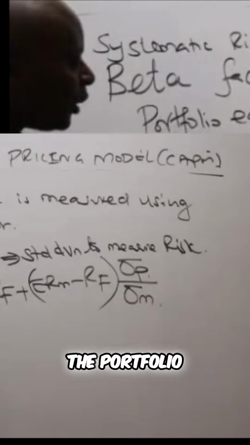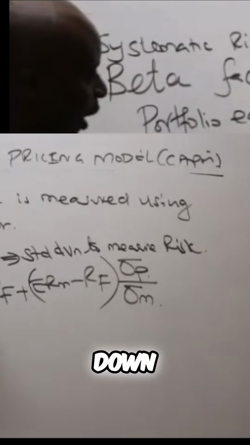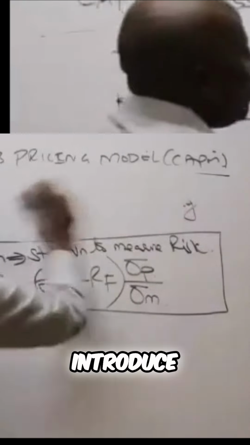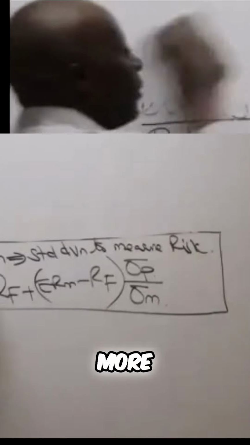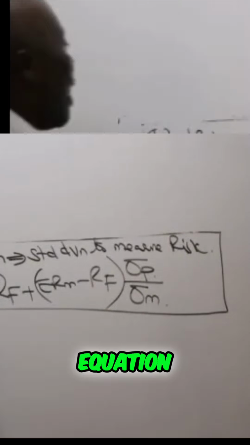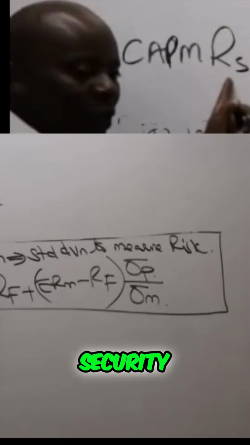This is what we call the portfolio equation, and I don't mind you guys writing this down, and then if possible, please come and highlight this. And then now I'll be able to introduce below here something that is even more important compared to the portfolio equation. I'll be able to introduce what we call the CAPM returns, but this time around I'll call it CAPM returns of a security.